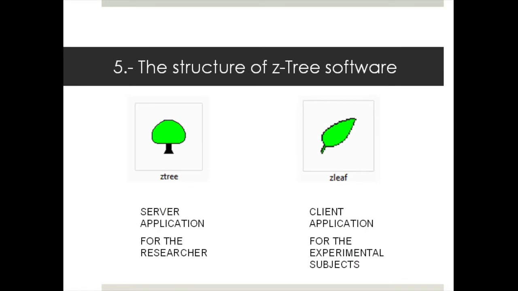The zTree software is implemented as a client-server application with a server application for the experimenter, called zTree, and a client application for the subjects, called zLeaf. So, to program the research, you must work in the server application, zTree, and to check if the program you have created is okay, you can do it in the zLeaf application. All the information of the experiment that can be shown to the experimental subjects will appear in the zLeaf application. It is very important to remember that the zTree and zLeaf applications must be in the same file to run the experiment.